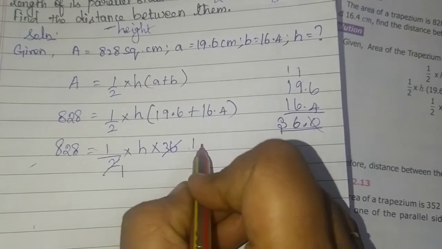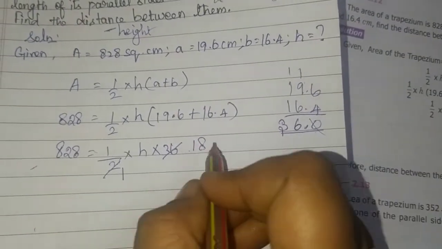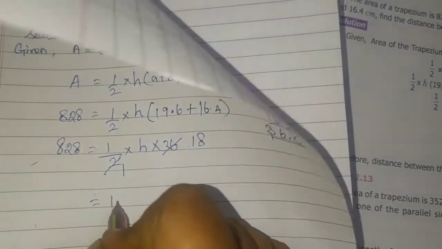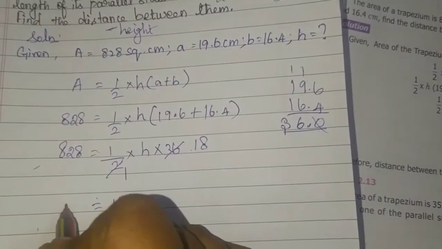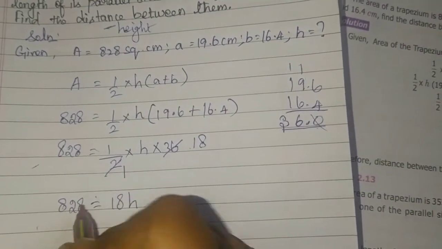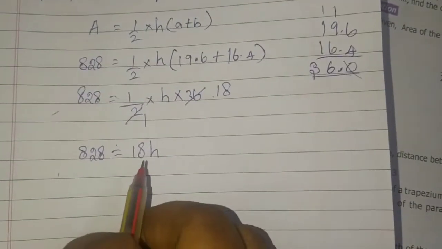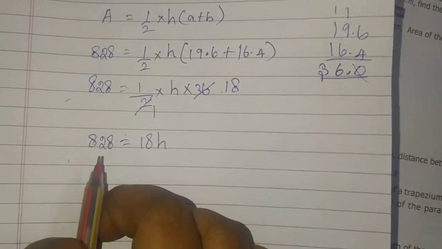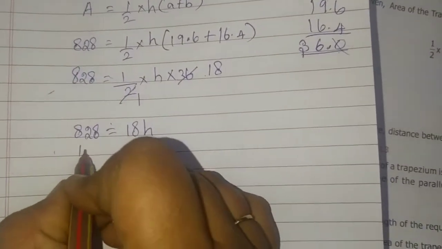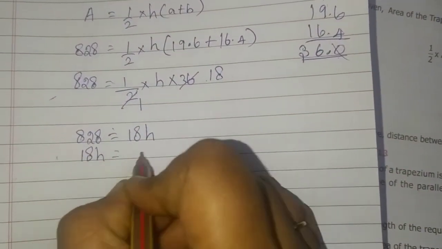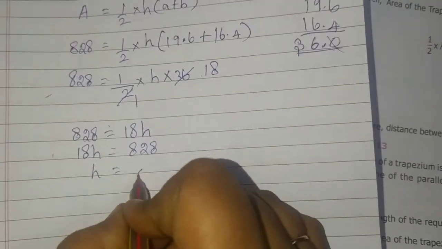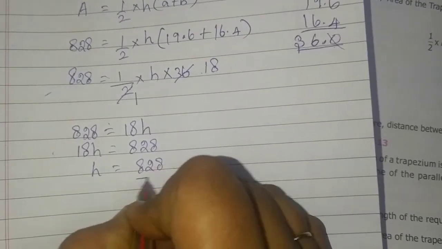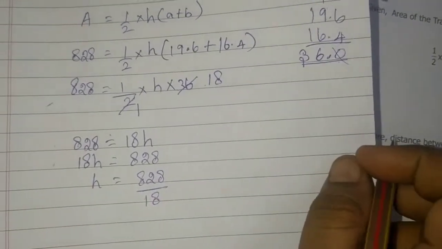2 ones are 2, 2 eights are 16. 18 times it will come. Okay, now I have 18. 18 into h is 18h, so 828 this side. We want to find the h, so whatever we are finding should be on the left hand side. So 18h equal to 828, then h equal to 828 divided by 18.